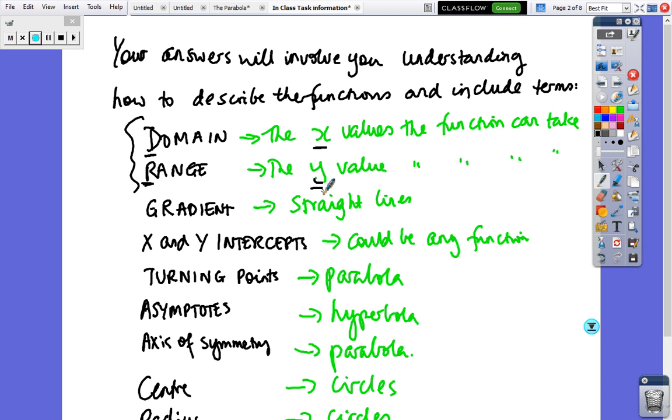Gradients only apply with straight lines. Intercepts could be for any of the functions. Turning points are only to do with parabolas. Asymptotes with hyperbolas. Axial symmetry, parabolas. Center and radius are with circles. So I've got some examples, and I might need to add some things as we go along.